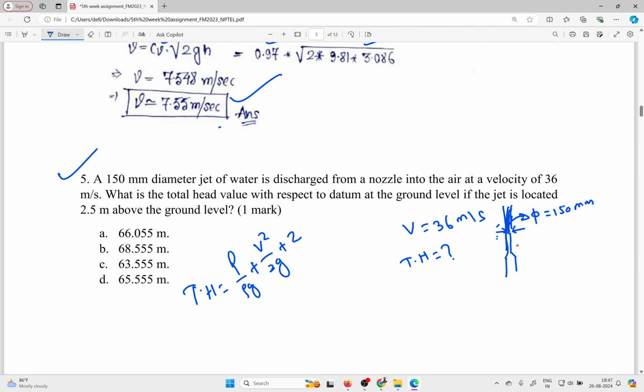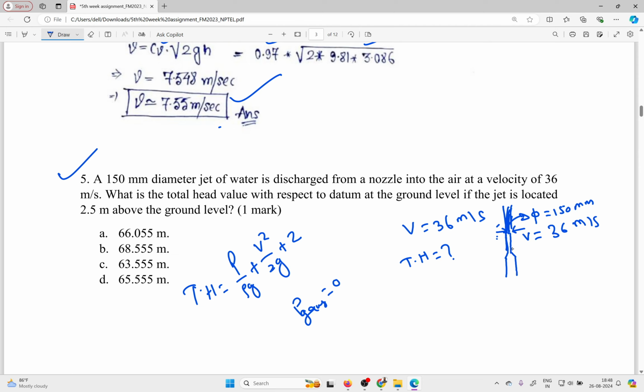Okay, velocity is given. The velocity of the jet in air is 36. So air means what? Your gauge pressure will be 0 if you are going to calculate in air.